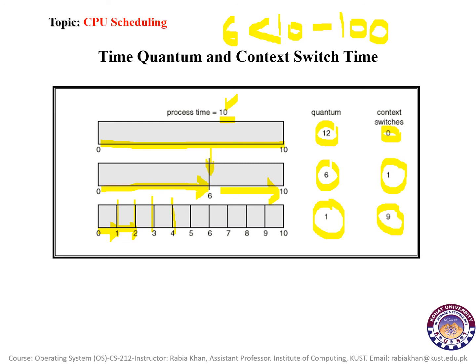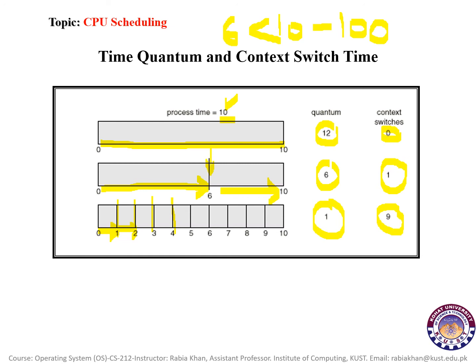So this is the reason if you reduce the quantum time from 10, the more CPU will remain idle. CPU utilization will reduce. So this is the reason the range has been defined between 10 to 100. If you exceed 100, it will become first come first serve. So large processes will be favored and small processes will have to wait for long in RAM.